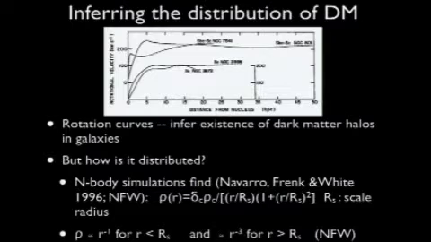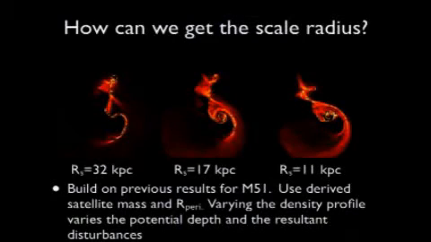Now, for a given mass halo, specifying the scale radius is equivalent to specifying the density profile of dark matter. So within this context, the question we want to ask is, how can we get the scale radius of specific spiral galaxies? How can we develop an observationally motivated probe? I'm building now on previous results for M51, so I'm going to use the derived satellite mass and pericenter approach distance, as we found those numbers to be observationally corroborated.